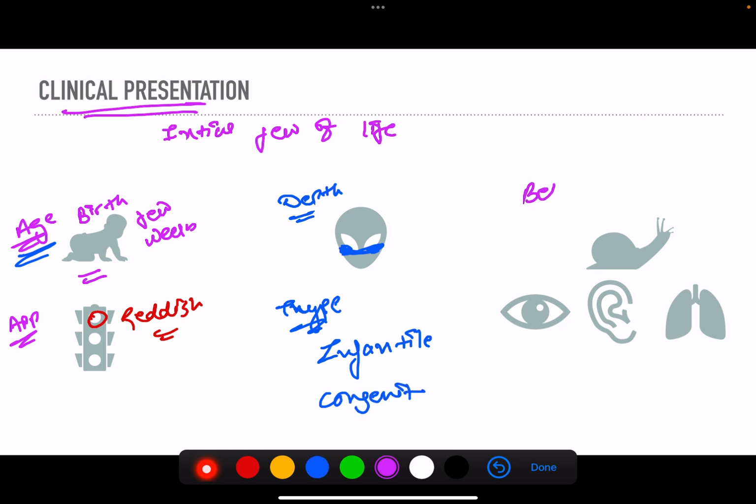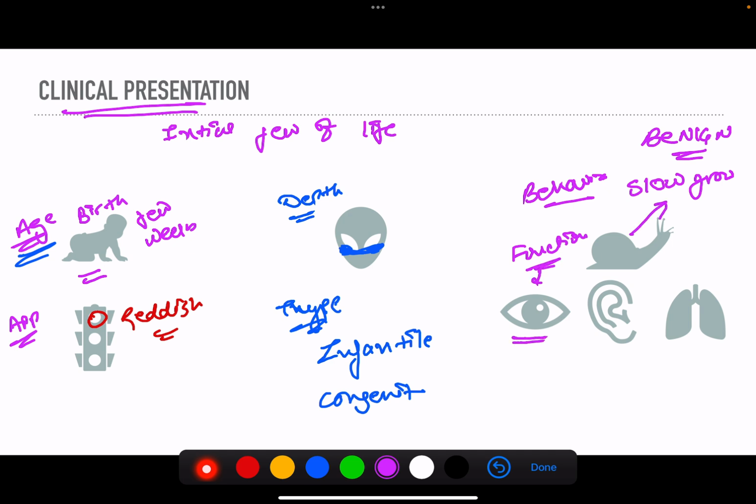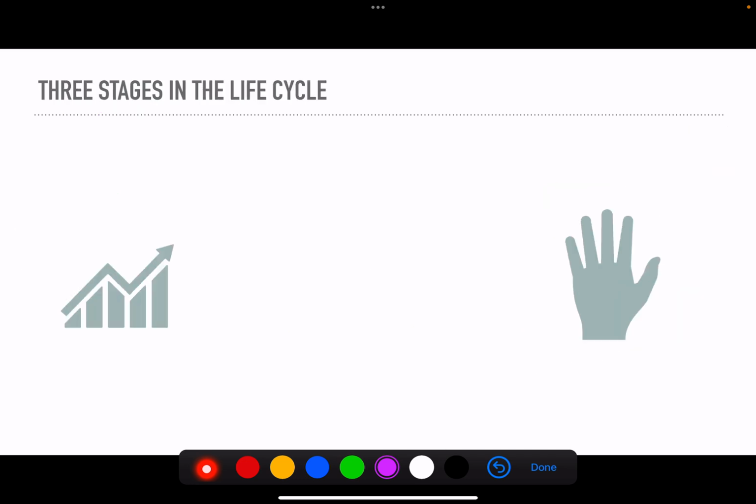Third point is behavior. So behavior of hemangioma is basically slow growing since it is a benign tumor, slow growing like a snail. And for the functional problem, if it is near the eye, it can lead to vision loss or impairment. Near the ear, it can lead to hearing problems, and airway issues or problems while swallowing can be seen, depending upon the region the hemangioma is present.